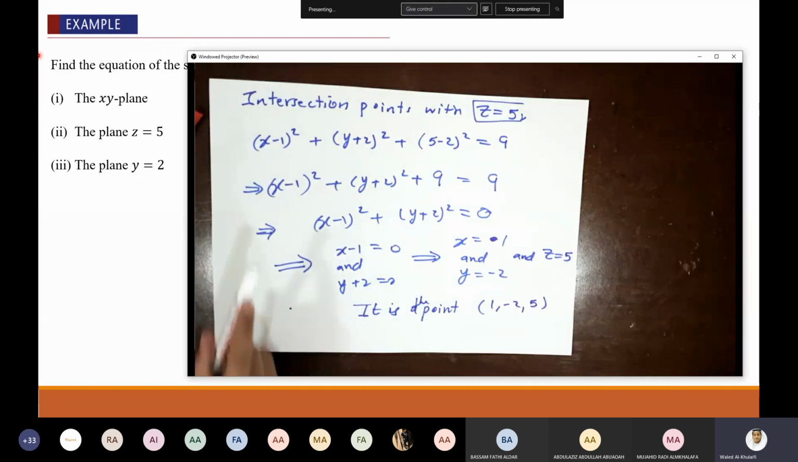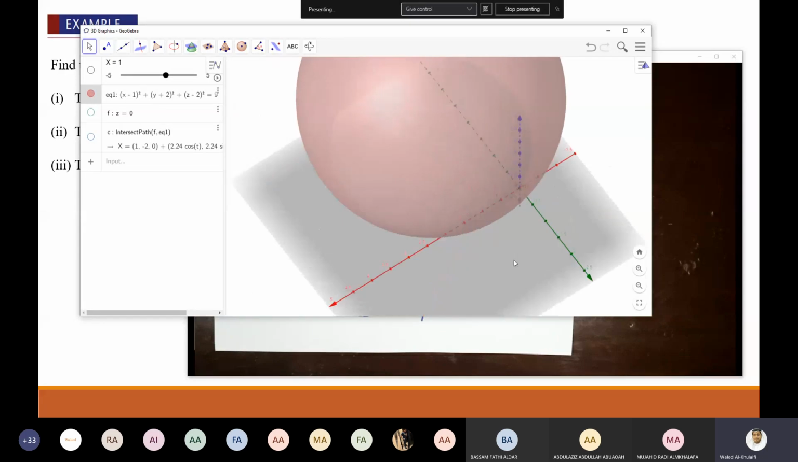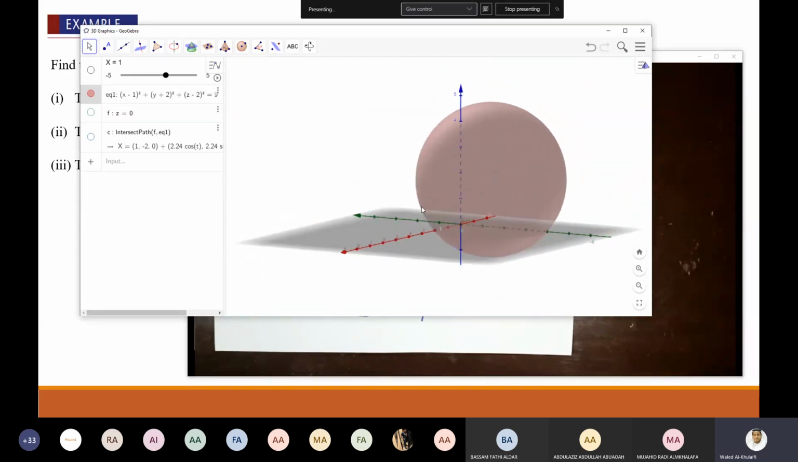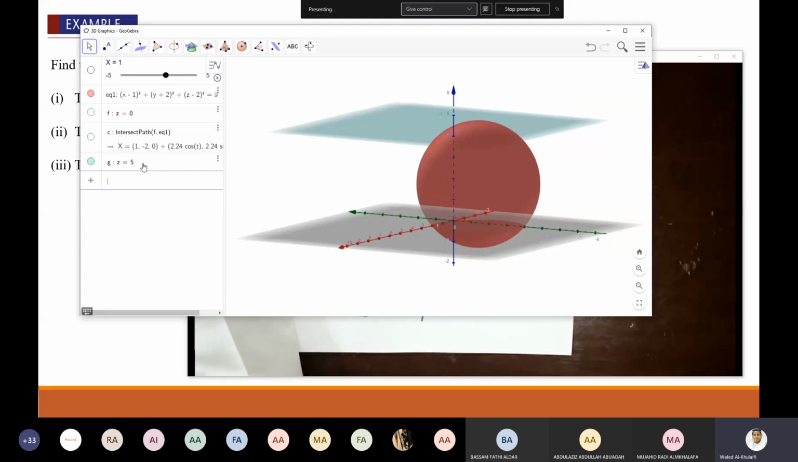Are you interested to see this, guys, in the program? I hope so, God willing. Yeah, good. Okay, so we're still here. So we have this sphere. Let me just zoom out. Okay, let's have this sphere, and let's say z equals 5.